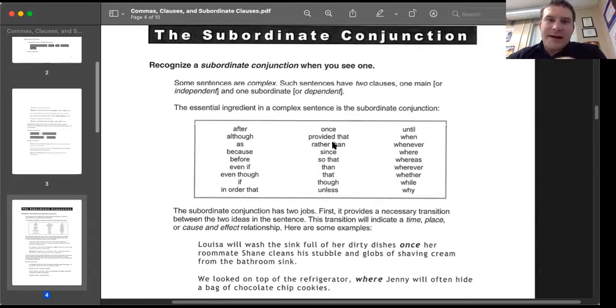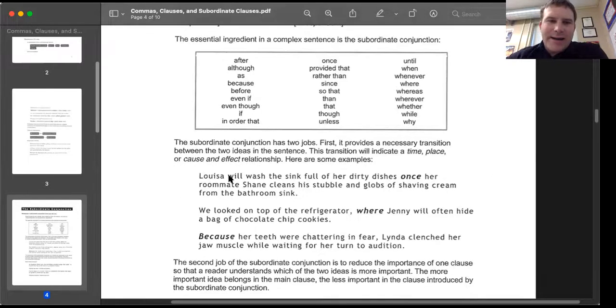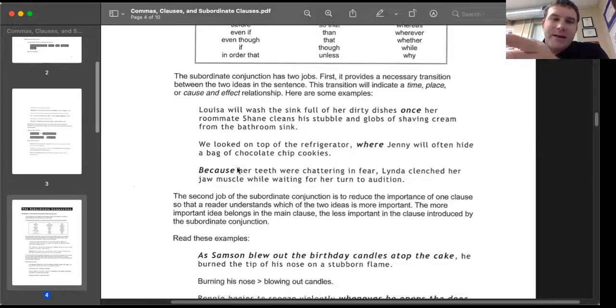So the subordinating conjunctions are after, although, as, because, before, even if, even though, if, that, provided that, rather than, since, so that, than, that, though, unless, until, when, whenever, where, whereas, wherever, whether, while, and why. The subordinate conjunction has two jobs. First, it provides a necessary transition between the two ideas in the sentence. This transition indicates a time, place, or cause and effect relationship. Here are some examples.